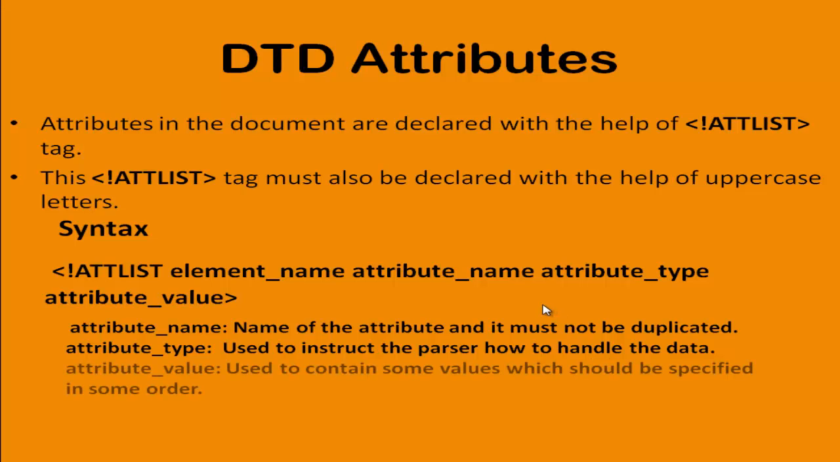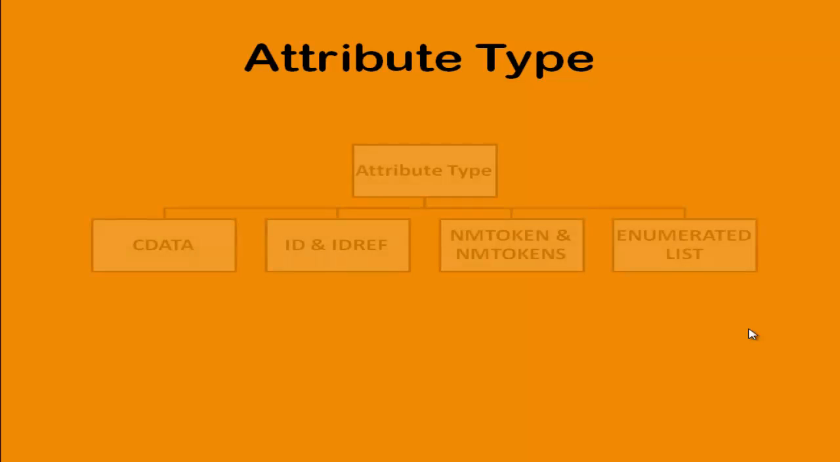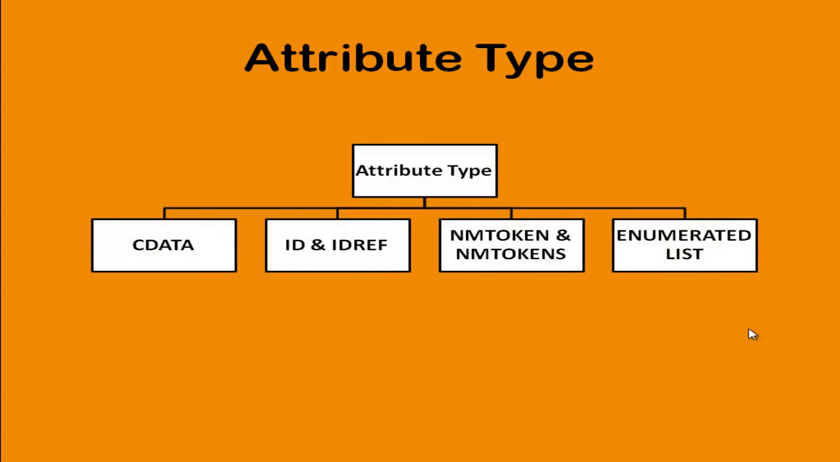The next one will be the attribute value. This attribute value is used to contain some values which should be specified in some order. About this also we are going to see in our next video. So now let's get started by seeing some of the examples and various attribute types. The first attribute type categories will be like CDATA, ID and IDREF, NMTOKEN and NMTOKENS, enumerated list. So these are the various attribute types which we are going to see one by one.